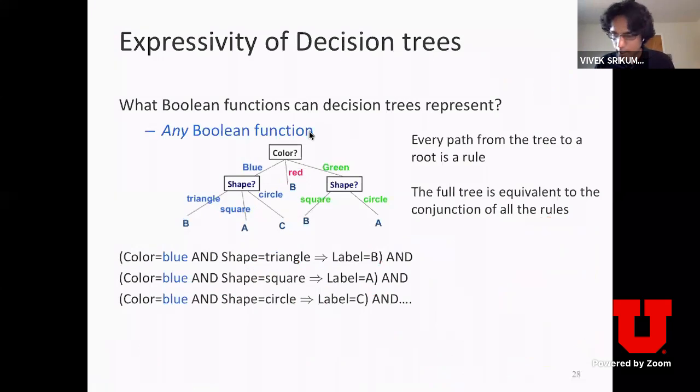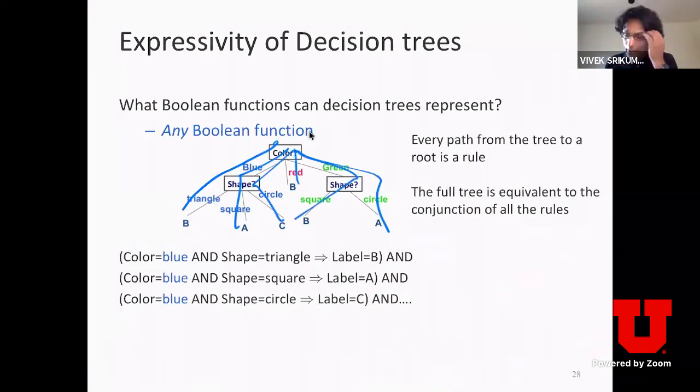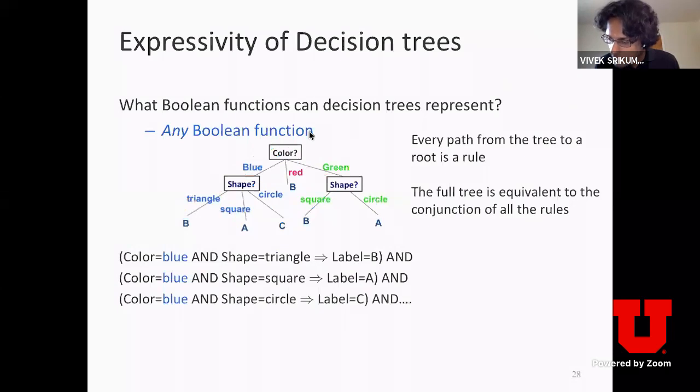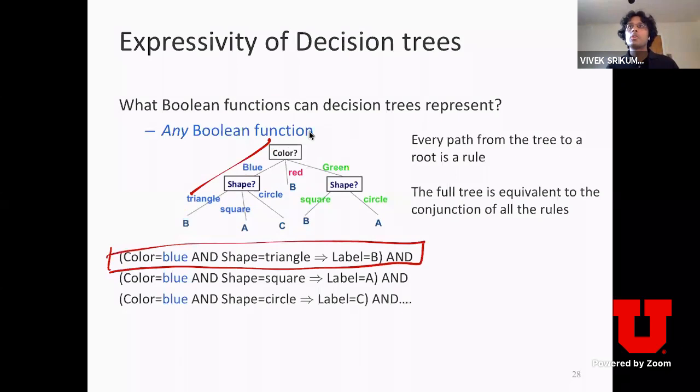In any case, in case you were not particularly fond of my handwriting, this is the cleaner version of this. So you can write the full decision tree as a conjunction of every path in the tree. It's just if the first path is true, and the second path is true, and the third path is true, and so on. So this path is really this rule here, and so on. So in this case, you can write any Boolean function.